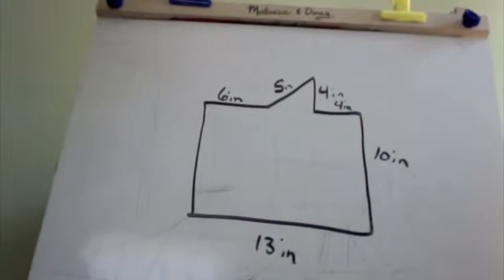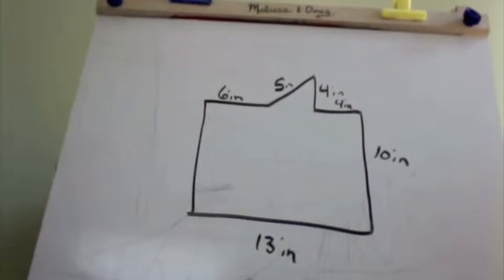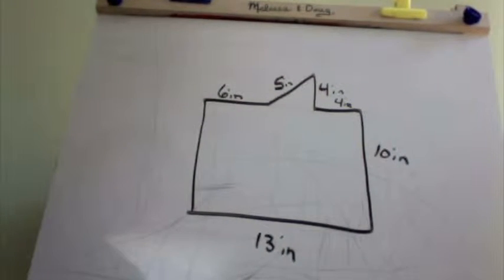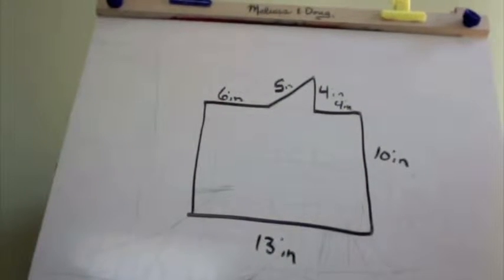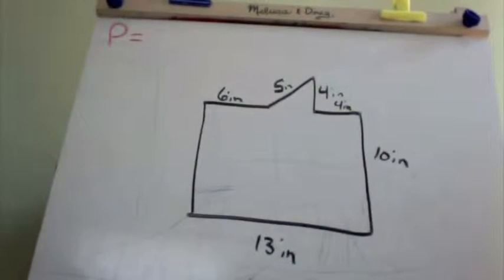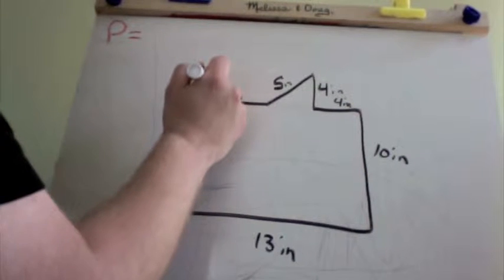Alright, so what I have here is an irregular shaped object. And what I want to be able to do is find the perimeter and the area of this strange object. Okay, so for perimeter, I always like to pretend I am the little guy walking the perimeter.